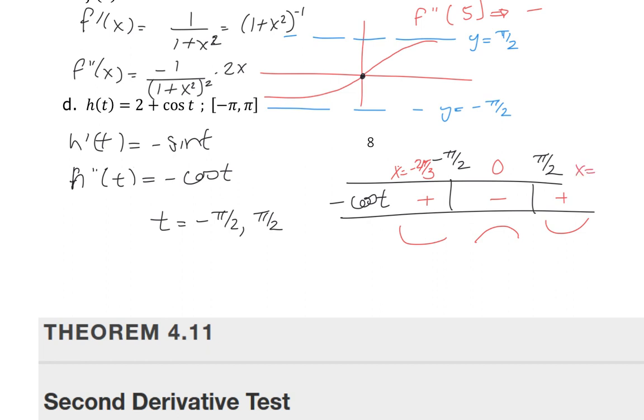When x is equal to 2 pi over 3, because I can't put in pi over 2. And so I know those are my concavity. So my points of inflection happen when x is equal to negative pi over 2 and pi over 2. To actually find the point, I would do h of negative pi over 2 to get a y value, and I would do h of pi over 2 to get the y value, because these are actually ordered pairs. These are the places, these are locations, these are ordered pairs.